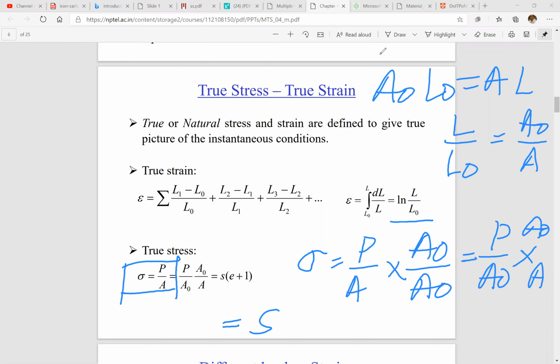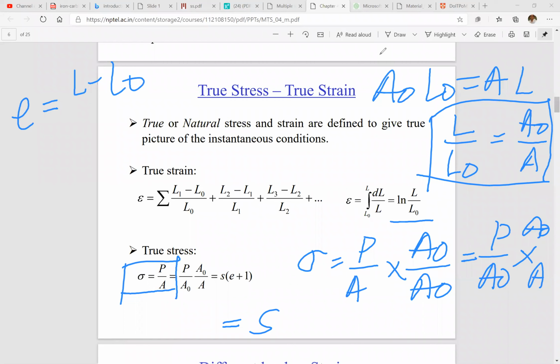And A0 by A. What is that A0 by A? See here, this equation. A0 by A is the L by L0. So if you see the engineering stress strain diagram, engineering strain, then E is equal to L minus L0 by L0. So again I am writing this equation, already I have told one time, L by L0 minus 1. So L by L0 is E plus 1. E plus 1 is equal to L by L0.